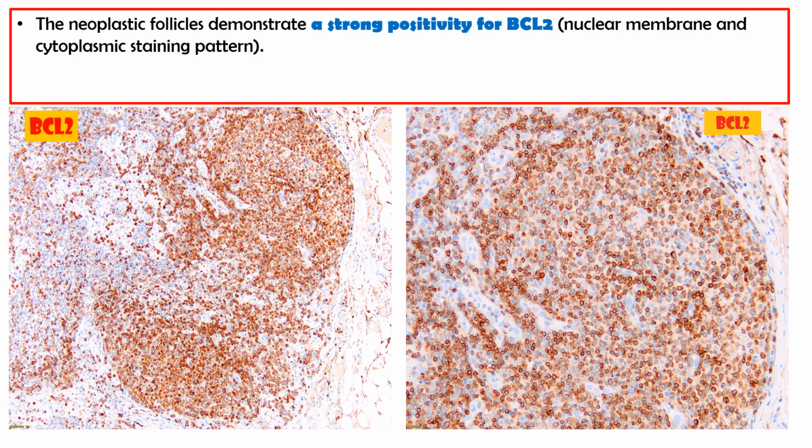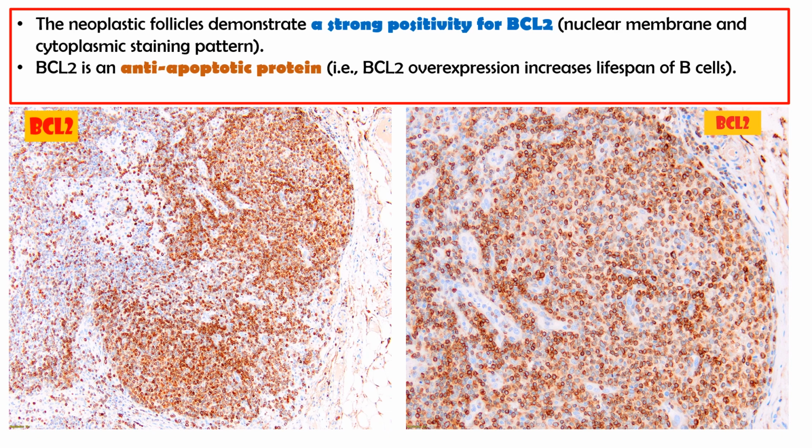The neoplastic follicles demonstrate a strong positivity for BCL2, with a nuclear membrane and cytoplasmic staining pattern. BCL2 is an anti-apoptotic protein. BCL2 overexpression increases the lifespan of B cells. BCL2 highlights the majority of lymphocytes of the neoplastic follicles.